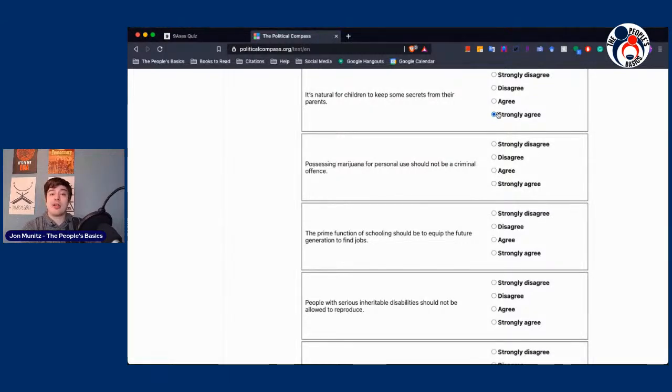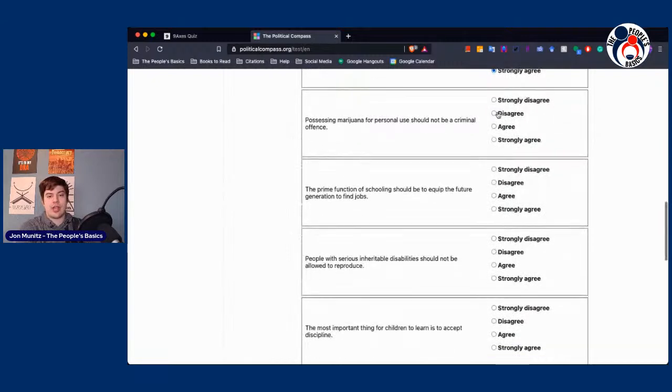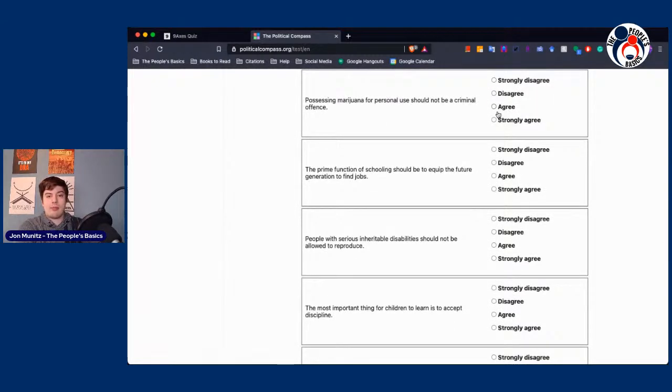And obviously, you as a parent should want to foster an environment that makes them feel comfortable and wanting to disclose these types of things to you. But yeah, it's completely natural for children to keep secrets. Possessing marijuana for personal use should not be a criminal offense. Strongly agree. Who am I victimizing?